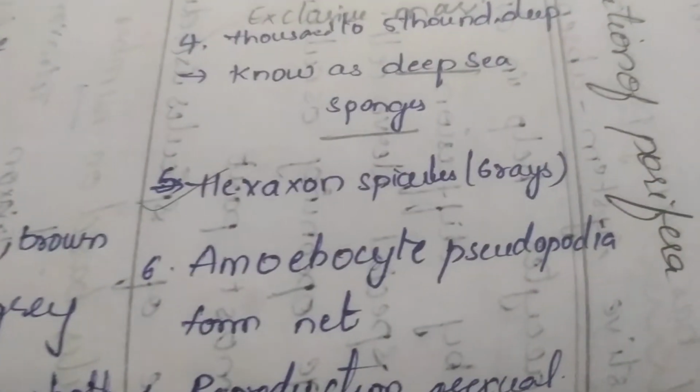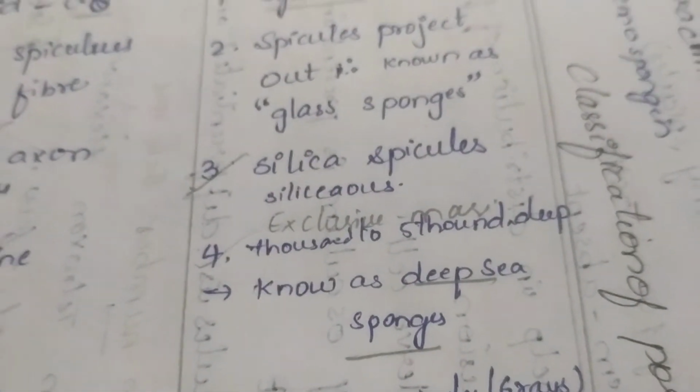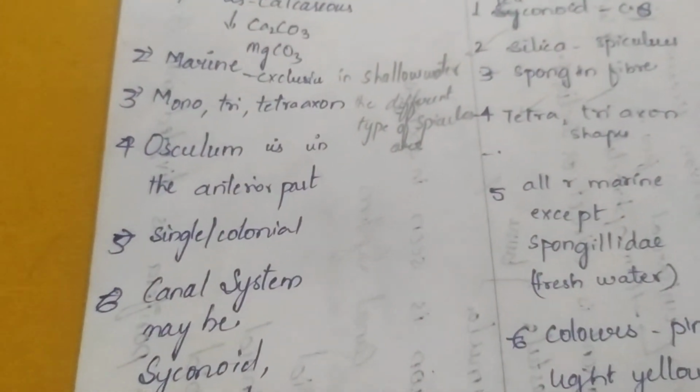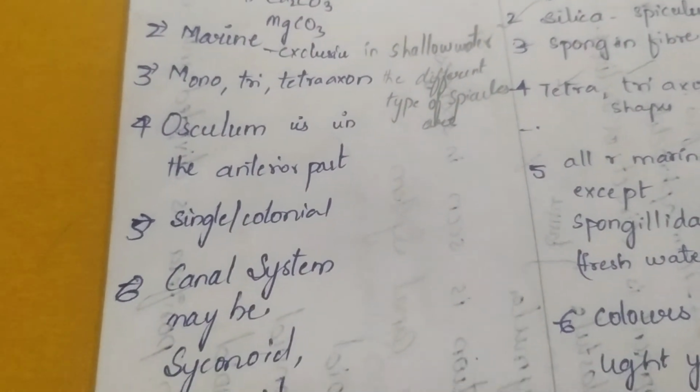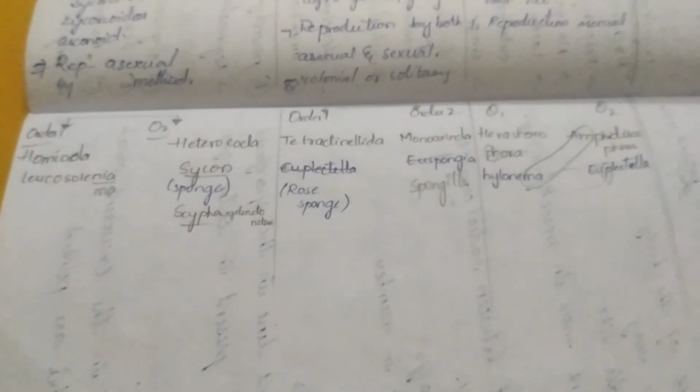And the important points here are amoebocyte, pseudopodia forming a net, deep sea sponges, and glass sponge. 3 important things here. Spongilidae is more important, right? And the osculum is the anterior part. It is a common point in all of these. Now the orders you have to remember anyhow. Getting my point?